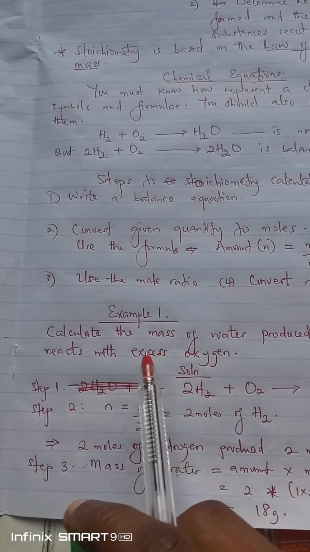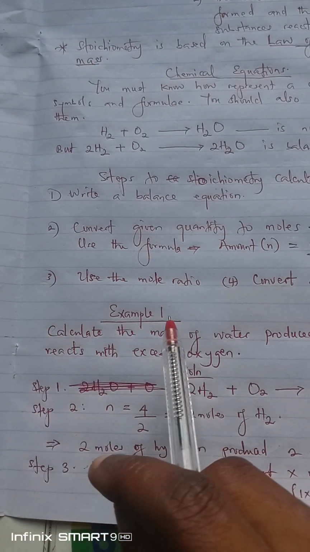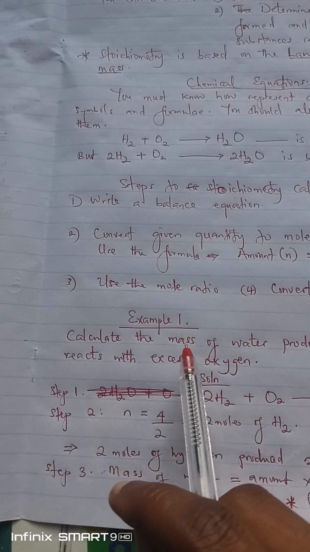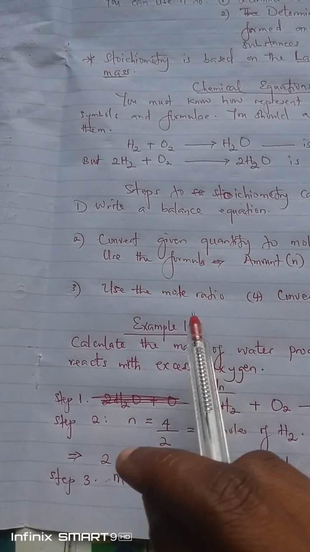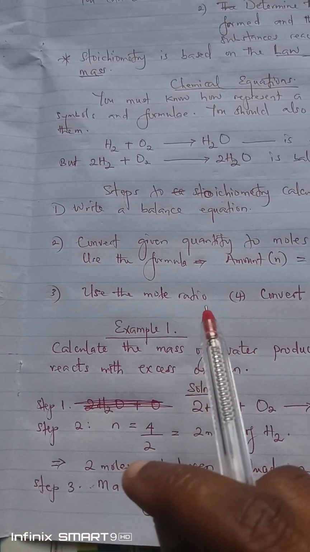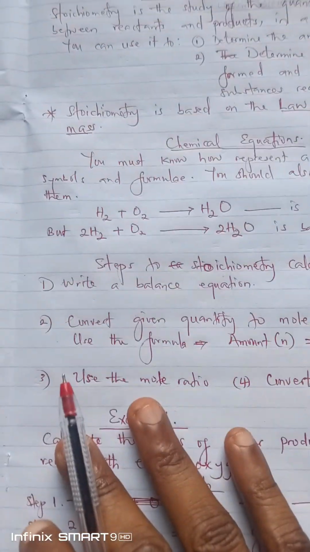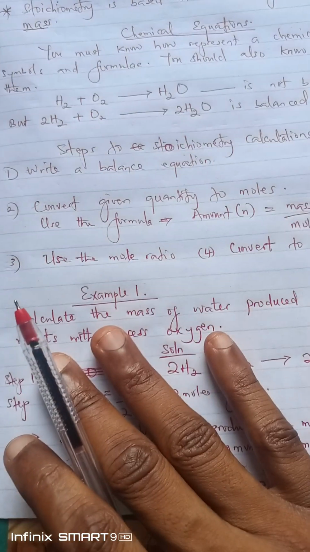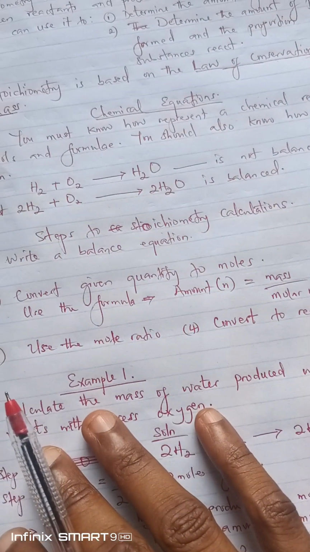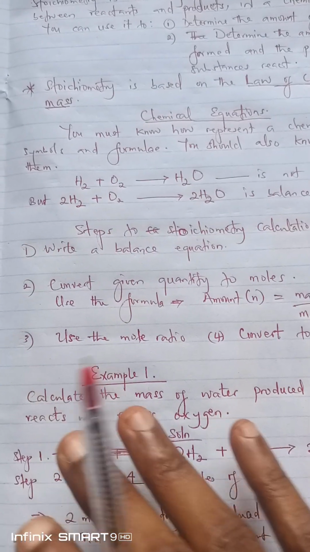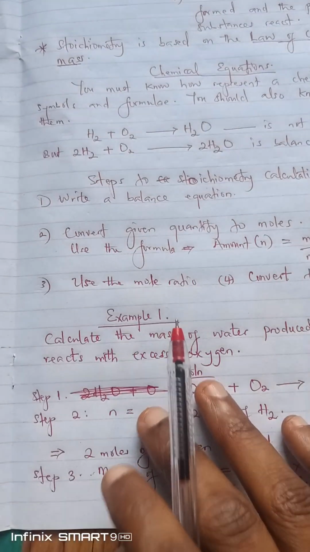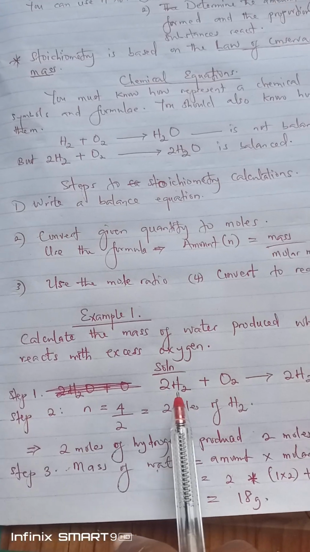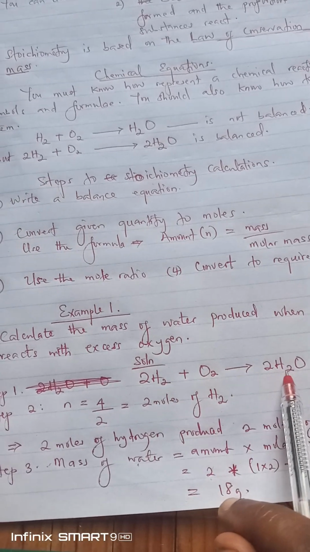You see that question now? Hydrogen will react with what? Excess oxygen. But you have to find the mass of the water. You are not finding the amount of water. You are not finding the volume of the water. You are finding the what? The mass of the water. I hope that is clear now. So the first thing you are going to do is to write step 1. You balance the equation. This is the balanced equation.